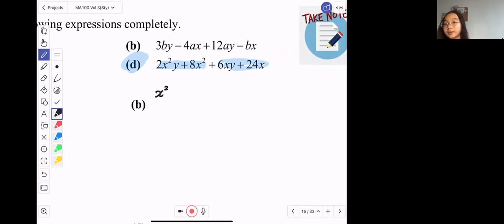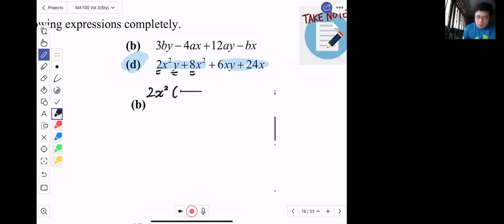Can you see both are even numbers? Correct. So I can take out another 2. So let's take out 2, and you can see I'm left with y plus 4. Agree? I'm left with y plus 4.